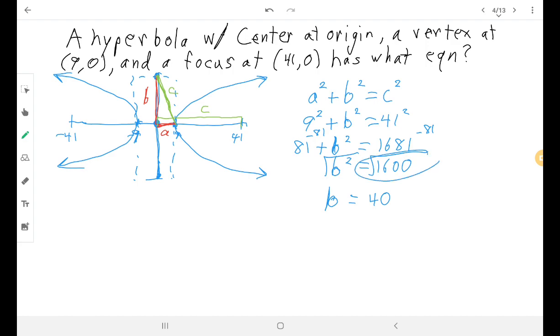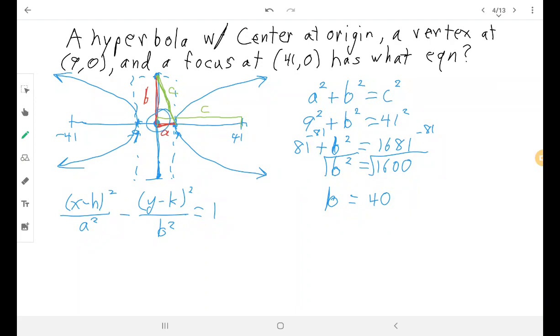Really, though, what I needed was B squared, right? Because, okay, so it opens in the x direction. So we know we're going to have the x minus h squared over a squared. Oh, whoops, not plus, minus y minus k squared over b squared equals 1.